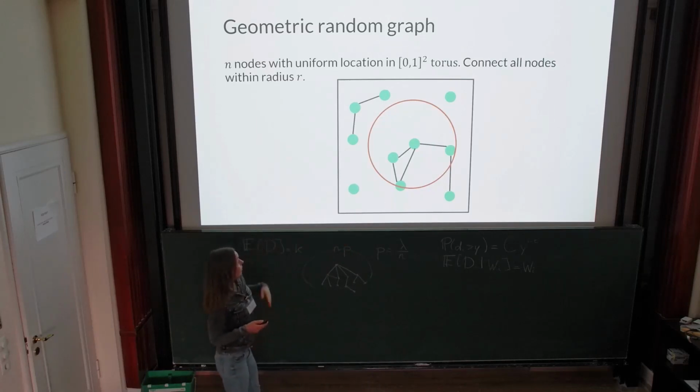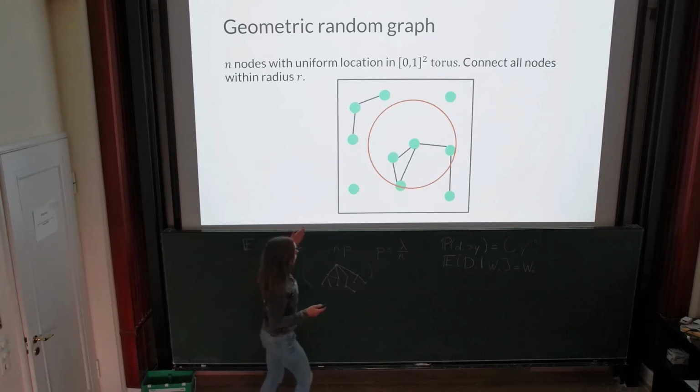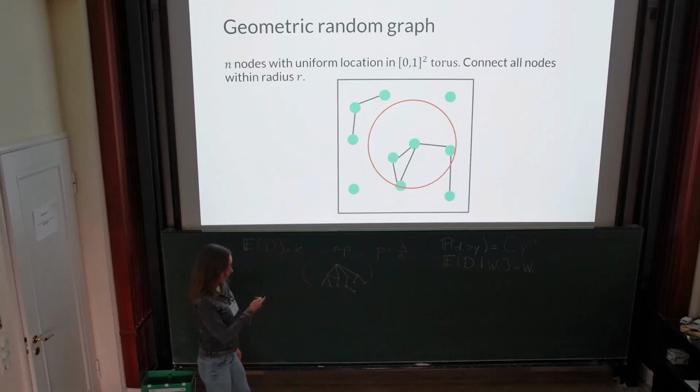Now, because of this, you should also get more triangles. If this node is in a ball of radius r of this node, and this node is also in a ball of radius r of this node, then due to the triangle inequality these should also not be too far apart, and it's quite likely that these are also connected. So this model gets many more triangles.